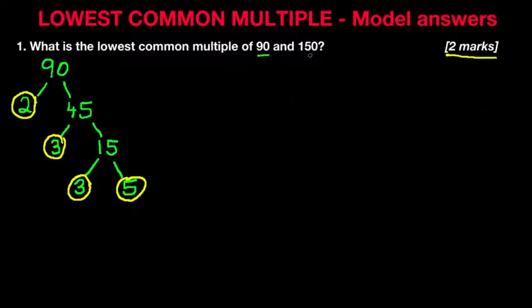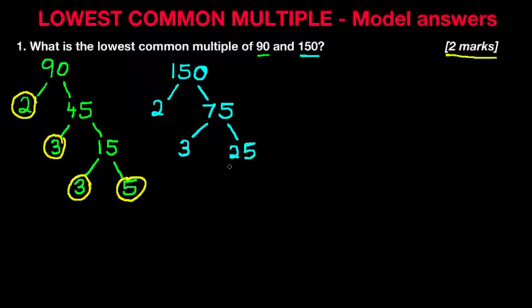Now we're going to turn our attention to the second number, which is 150. So 150. Now again, this is an even number, starting with the smallest prime number, 2. 150 divided by 2 is 75. Now 75 cannot be divided by 2, so we have to move up to the next prime number, which is 3. And 75 can be divided by 3. The answer is 25.